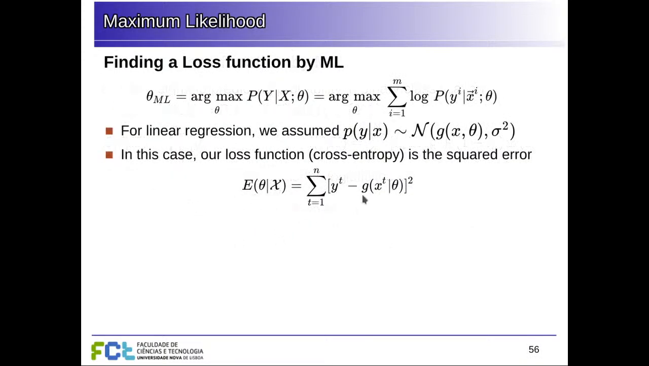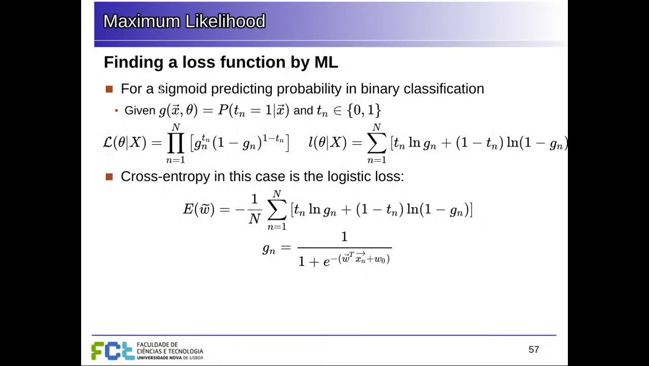So note that for linear regression, the cross entropy loss function is the quadratic error, the one that we are trying to minimize. In this kind of prediction, for example, logistic regression, or if you have a neural network with a sigmoid output to predict the probability in a binary classification, what you get, the cross entropy loss function at the end, is the logistic loss function like this. So this is another example where the same approach, the same basic idea, will give you a different loss function.